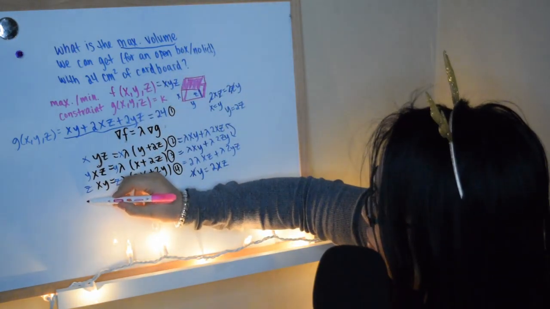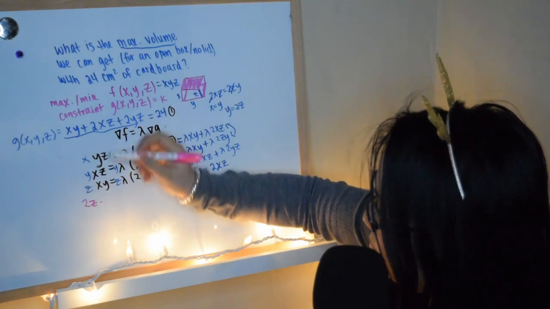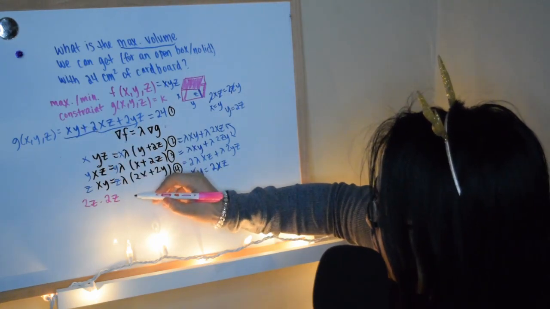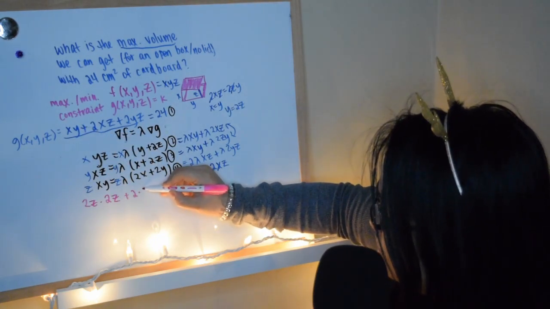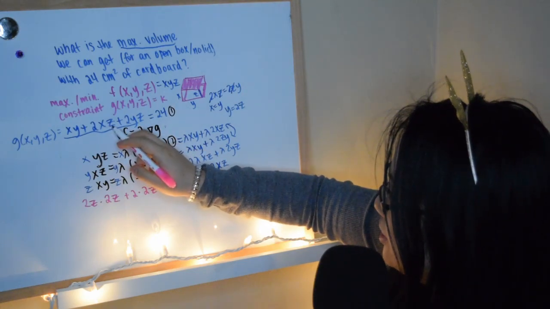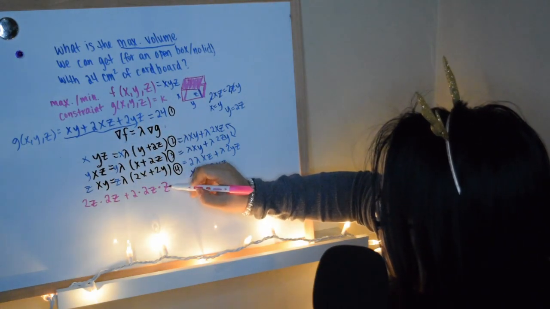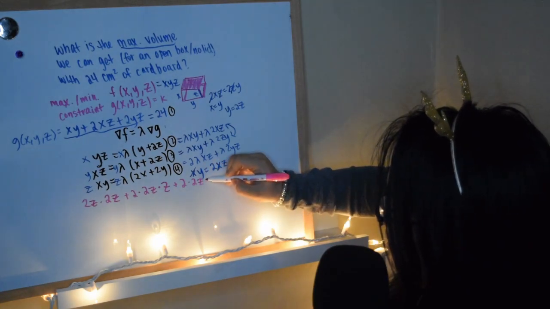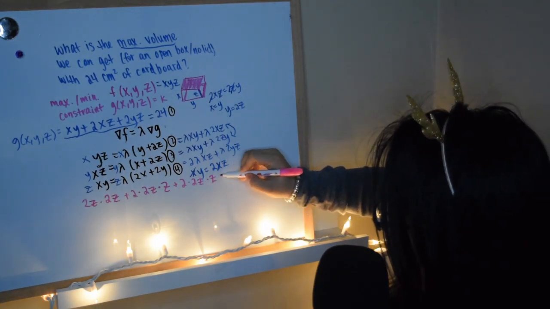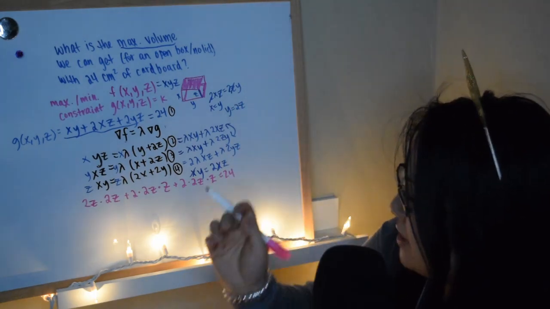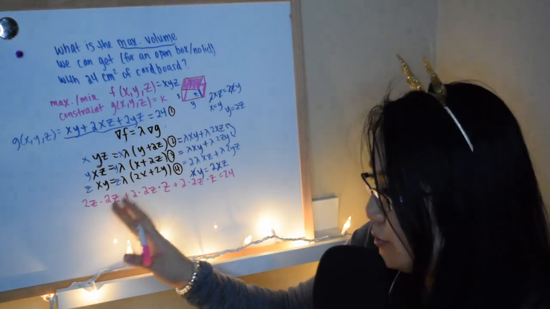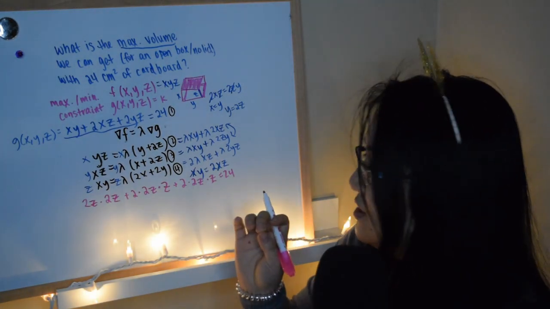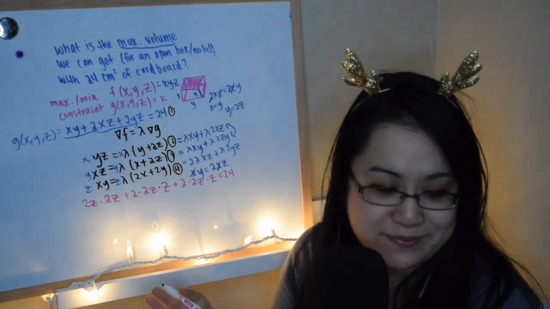So 2z, plugging into the constraint, 2z times 2z plus 2 times 2z times z plus 2 times 2z times z equals 24. How's that for ASMR? 2z times 2z plus 2 times 2z times z plus 2 times 2z times z equals 24.